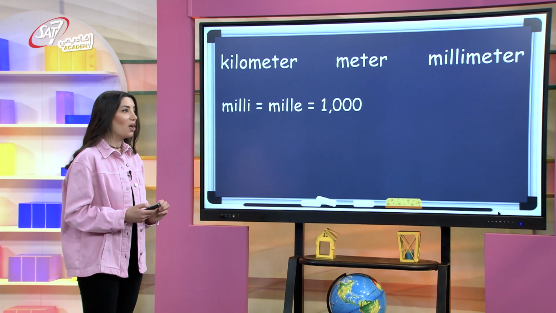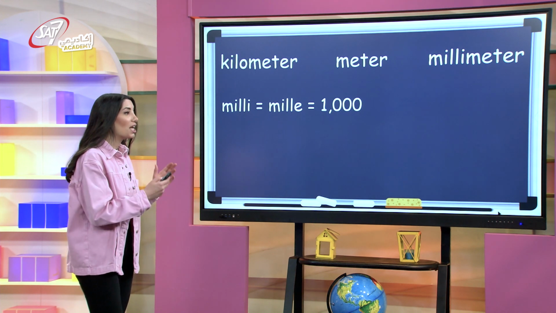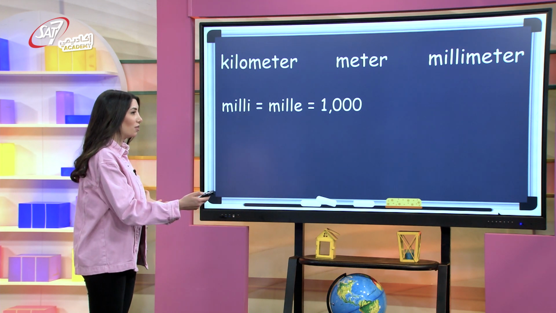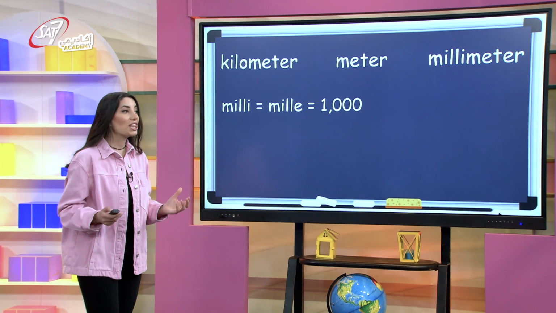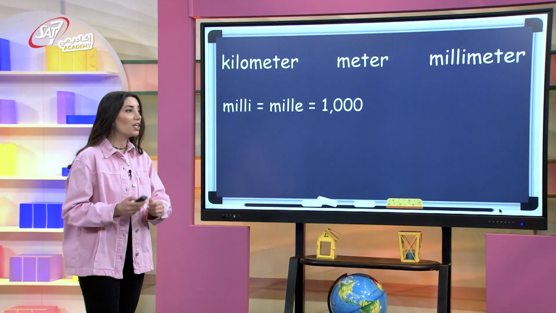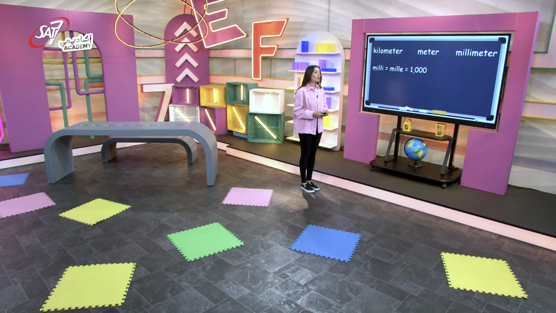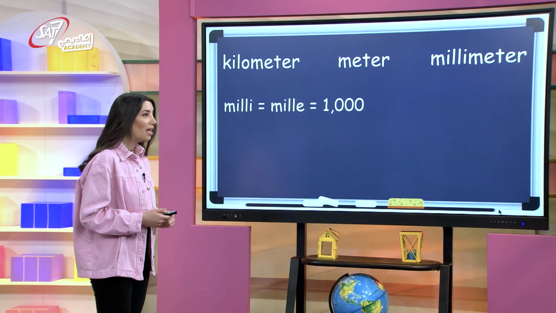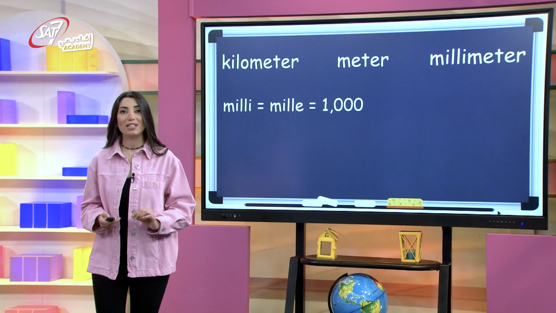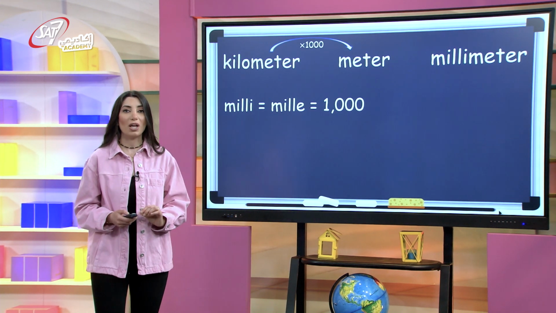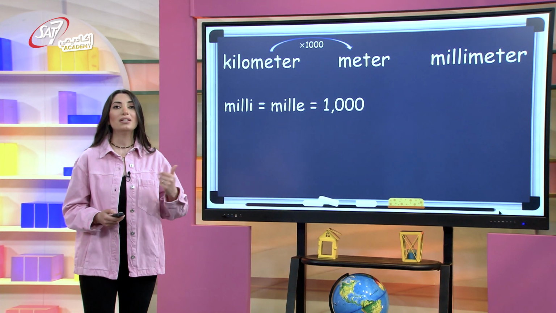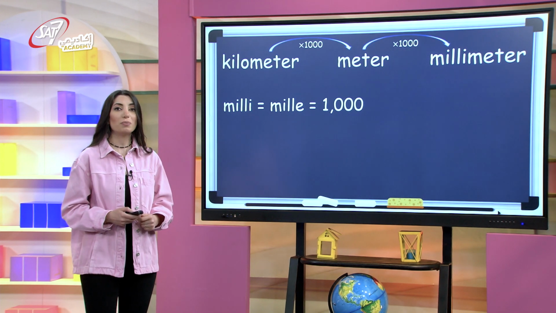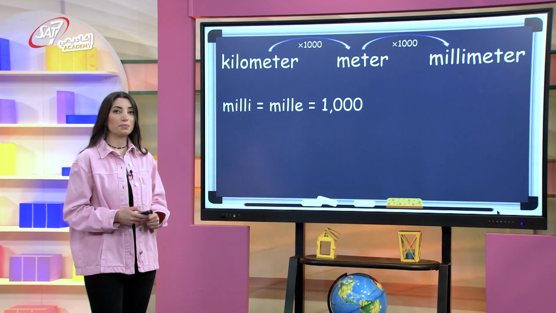In other words, while a kilometer is 1,000 times greater than a meter, a millimeter is 1,000 times smaller than a meter. That's why, to measure the length of tiny objects like insects, we use millimeters, and to measure long distances, we use kilometers. So to convert from kilometer to meter, we multiply by 1,000. And from meter to millimeter, we also multiply by 1,000.